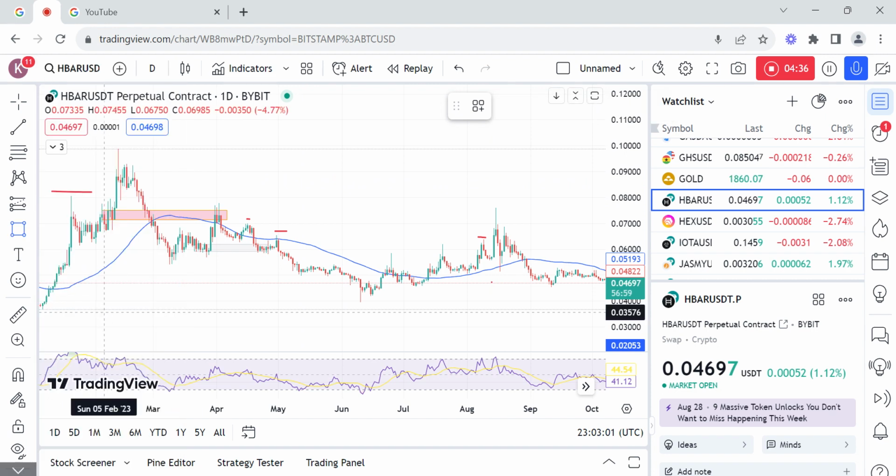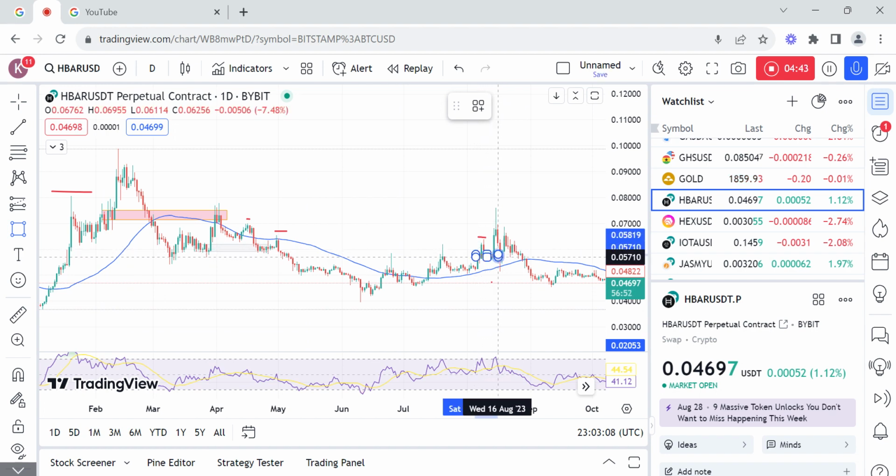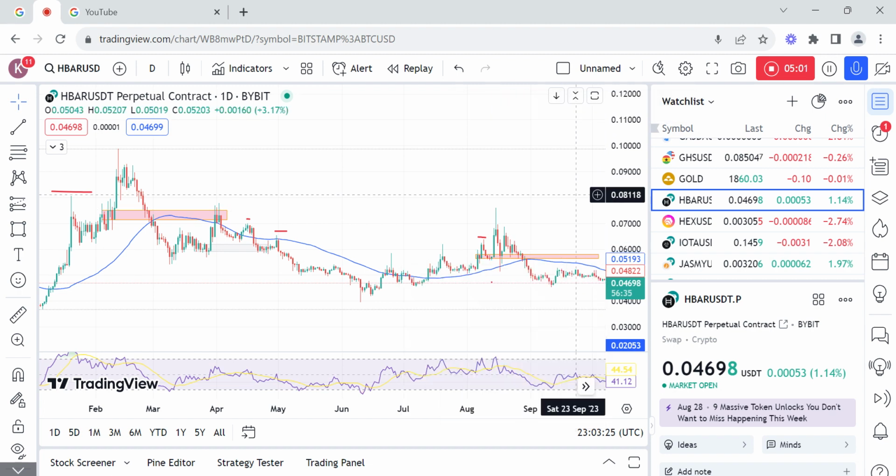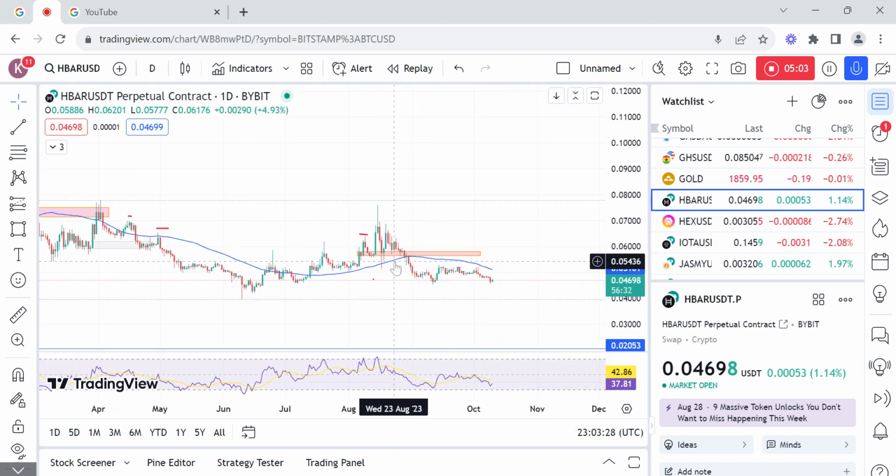Let me use a rectangle too. So these levels were intended to be our breaker. Sorry, our order block, which was violated. Right. Okay. So as you can see, the market, let me take this one, take it deeper here.